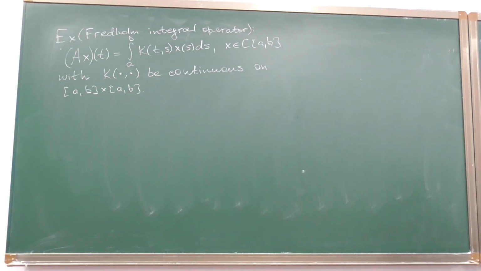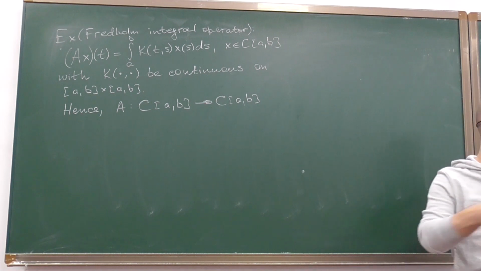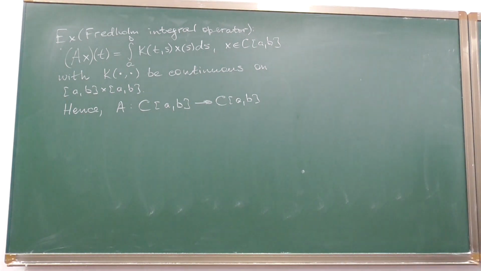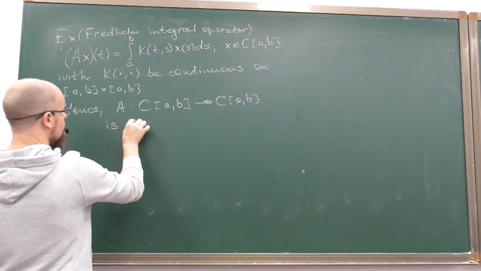Under this assumption on k, we deduce that not only is A defined on the space of continuous functions on [a,b], but the value of A is also in this space. By linearity of the integral, this operator A is linear. Indeed, if instead of x you write x plus y, then you can split it into parts. So it is easy to see that it's linear. Hence the operator is linear.